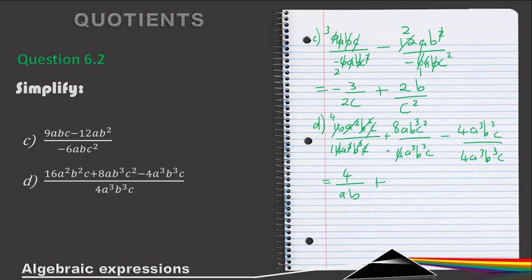Plus 4 goes into itself once, into 8 2 times. Then 1a cancels with 1a, so there's a squared left. These b to the power 3, b to the power 3, and then the c cancels with 1 at the top. So this is then 2c over a squared. And then here we have 4's cancelling, a to the power 3, b to the power 3, and c. So I have minus 1 left.